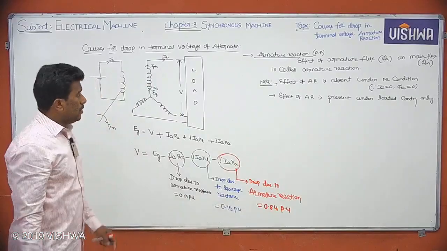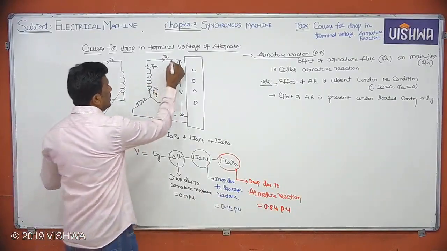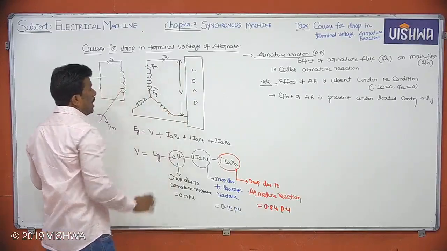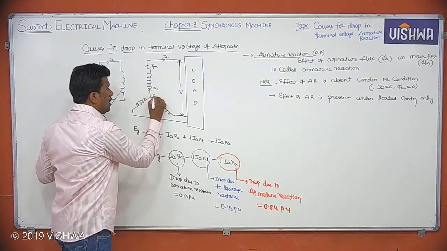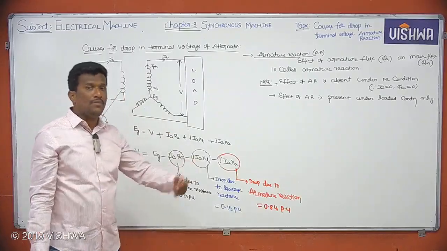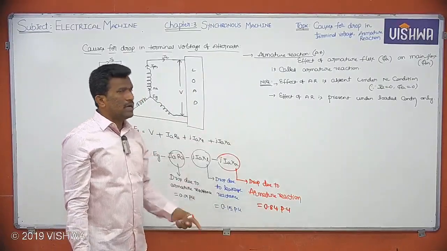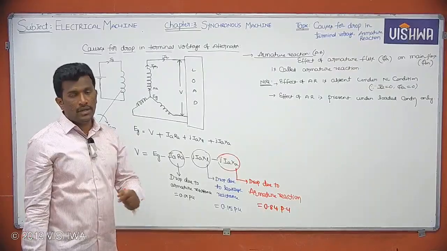And one more thing, what is that effect? Whenever load is there, obviously because of this EMF, IA current will come into picture. Because of that IA, phi A, the armature flux, will come into picture. The effect of armature flux will be there on the main flux phi m. That is the armature reaction effect.